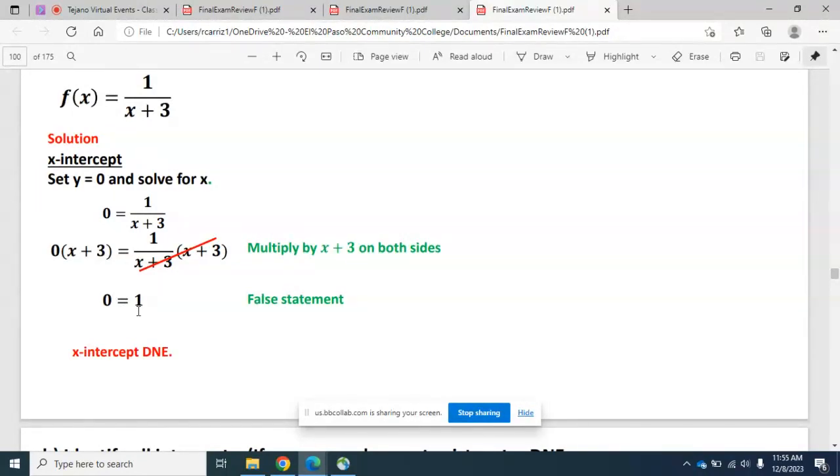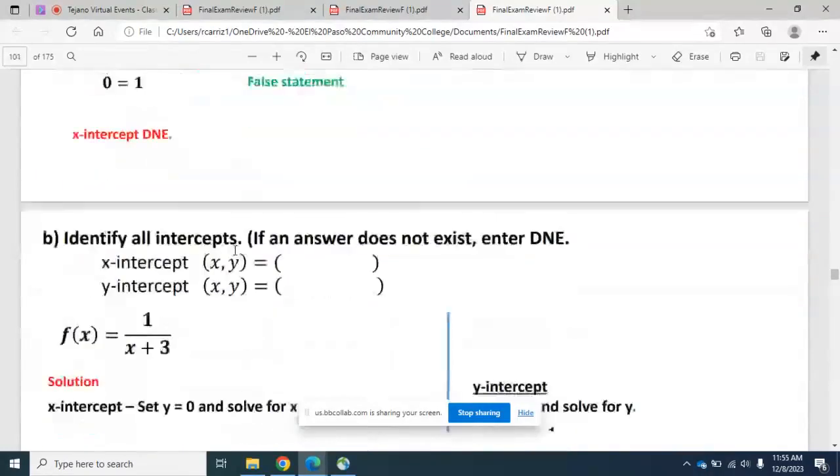Do we have a true statement? Well, the answer is no. This is a false statement. So since we have a false statement, that means that this function has no x-intercepts. And again, we would answer it by D and E, does not exist. There aren't any. Okay? Let's go ahead and find our y-intercept.